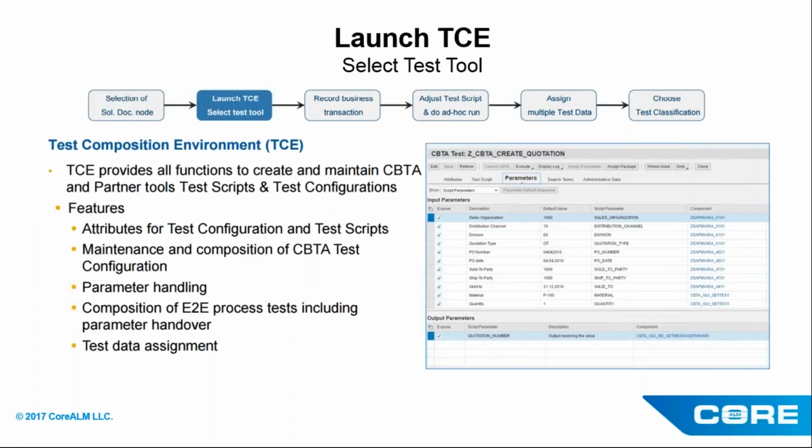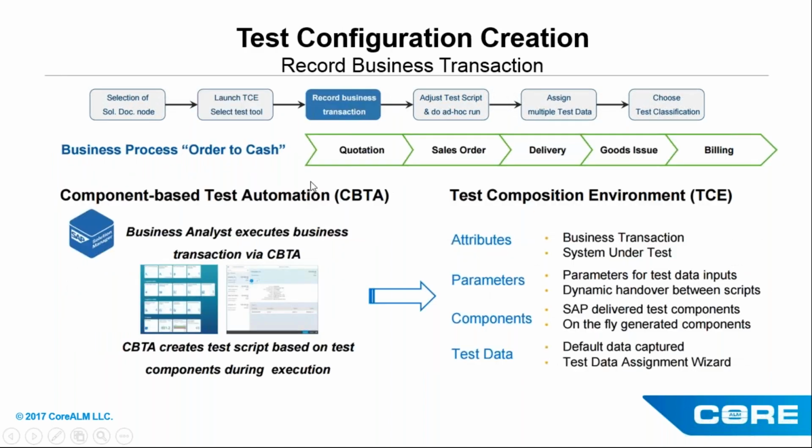Next is launching the tool. So the tool would go through, and you can see, for example, here, these are parameters that are within a create quotation, and it goes into the test tool and creates, in the test composition environment, the setup of attributes, and then begins the next step, which would be recording a transaction that would be done by the business process expert. So record quotation, sales order, delivery, goods issue. Each one of these is a different business process.